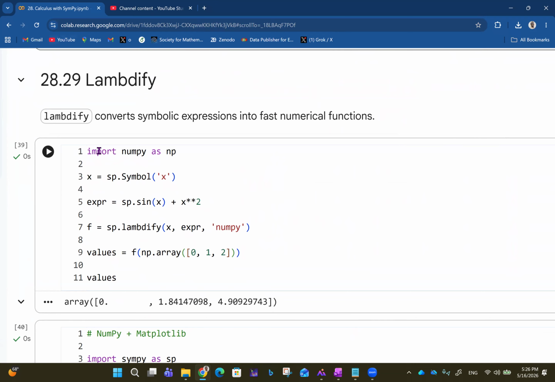You want to check. So import NumPy, you have the symbol x. So expression sine x plus x squared. So you turn it into a function where you can, using NumPy now, NumPy deals with arrays. You now want to evaluate that function at 0, 1, and 2. So you get the values like this.